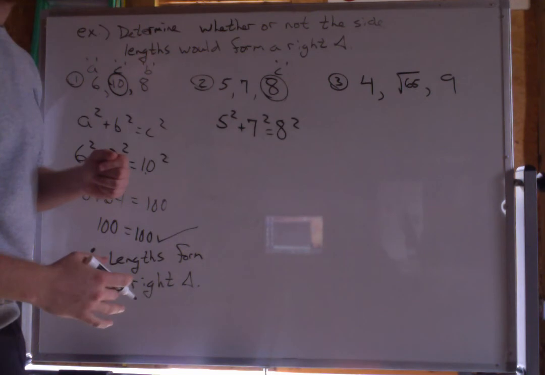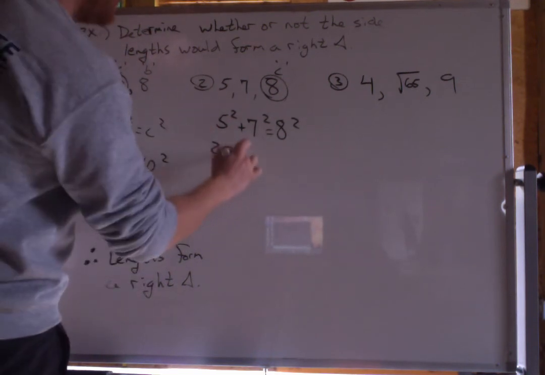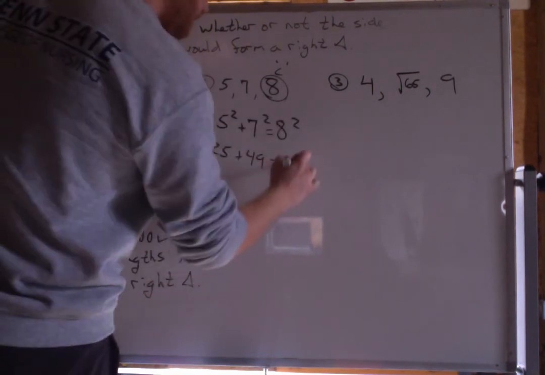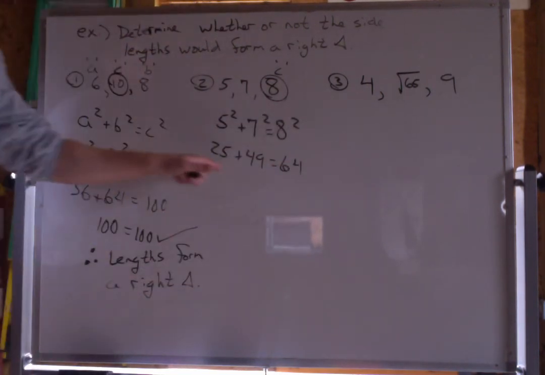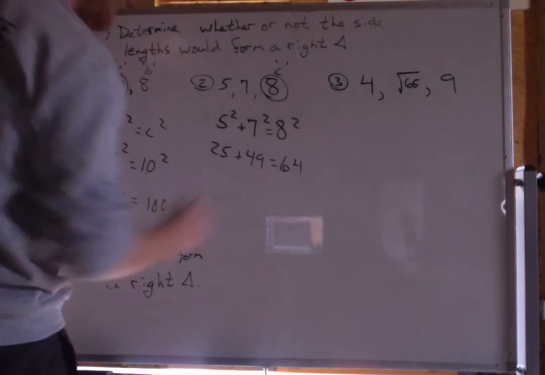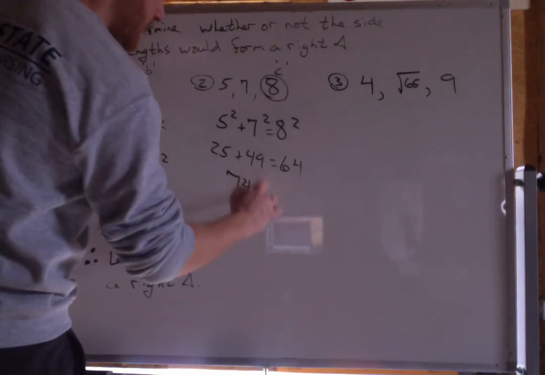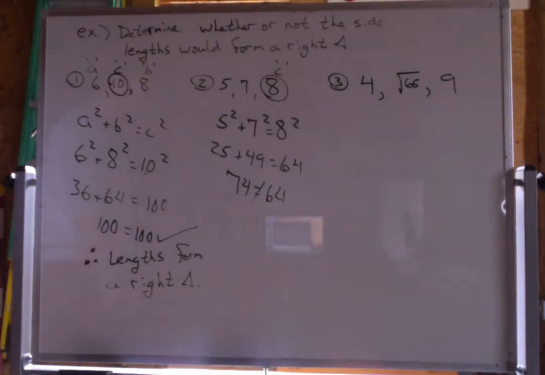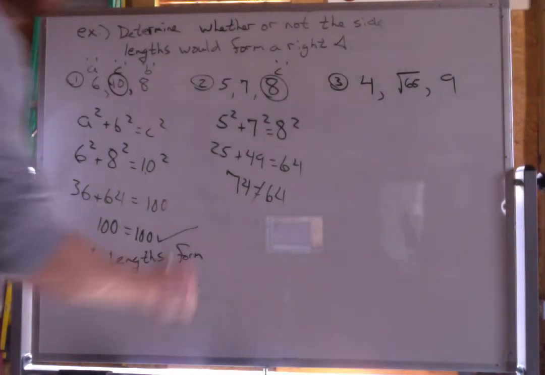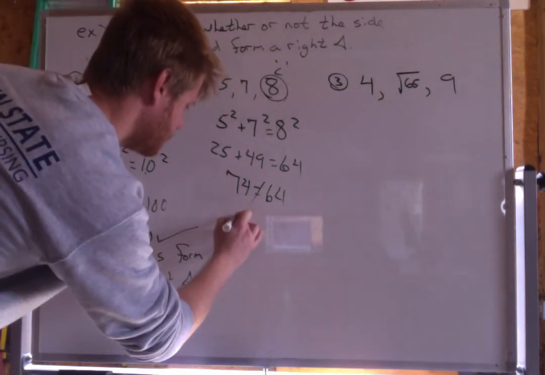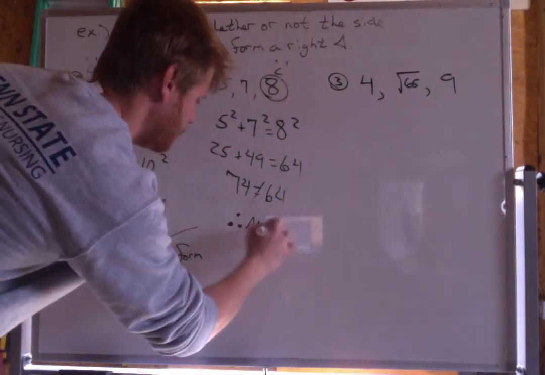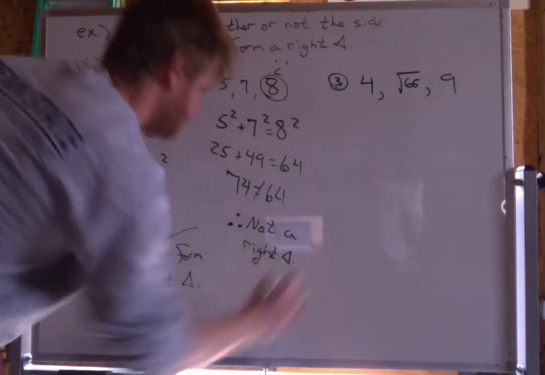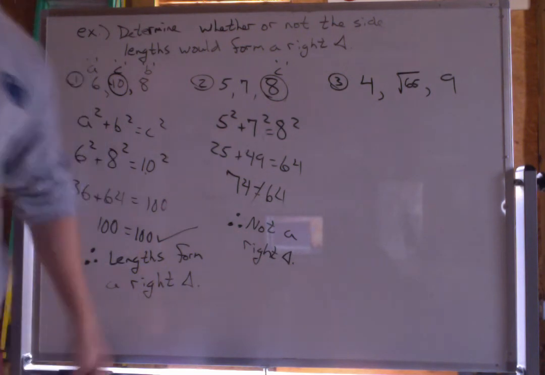Evaluate just like we did in number 1. 5 squared is 25, 7 squared is 49, 8 squared is 64. If we add these two together, 25 plus 49 gives us 74, which very clearly is not equal to 64. So, for this one, our conclusion is that these lengths do not form a right triangle.